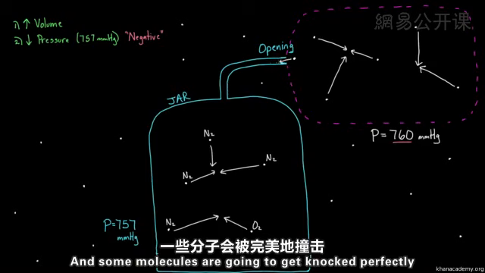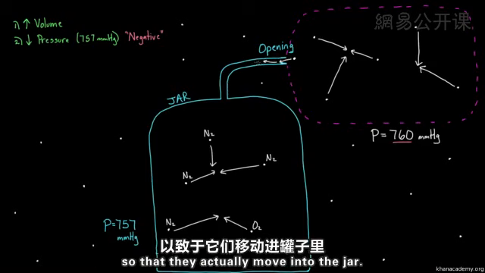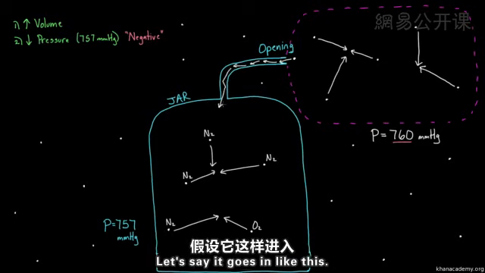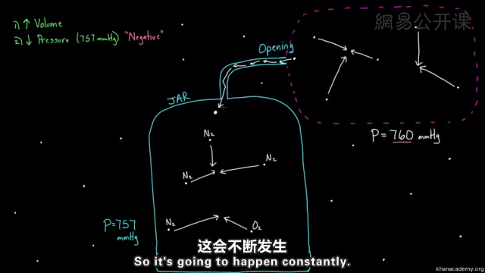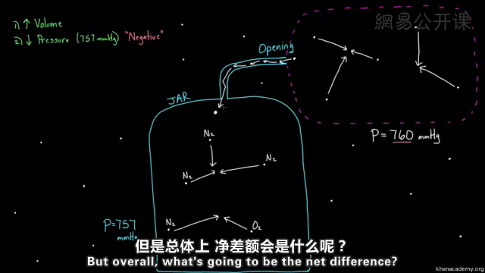And some molecules are going to get knocked perfectly so that they actually move into the jar. Let's say it goes in like this. So you're going to get some molecules that go in. And in fact, you might have some molecules that get knocked right out. So it's going to happen constantly. But overall, what's going to be the net difference?